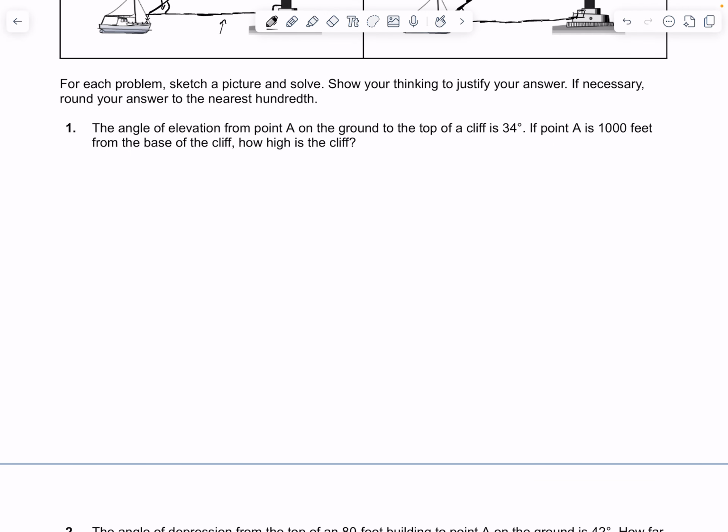All right, let's try the first one. The angle of elevation from point A on the ground to the top of a cliff, so let's say this is the top of the cliff up here, is going to be 34 degrees. So this is 34 degrees right there. And point A is 1,000 feet from the base of the cliff. How high up is the cliff?